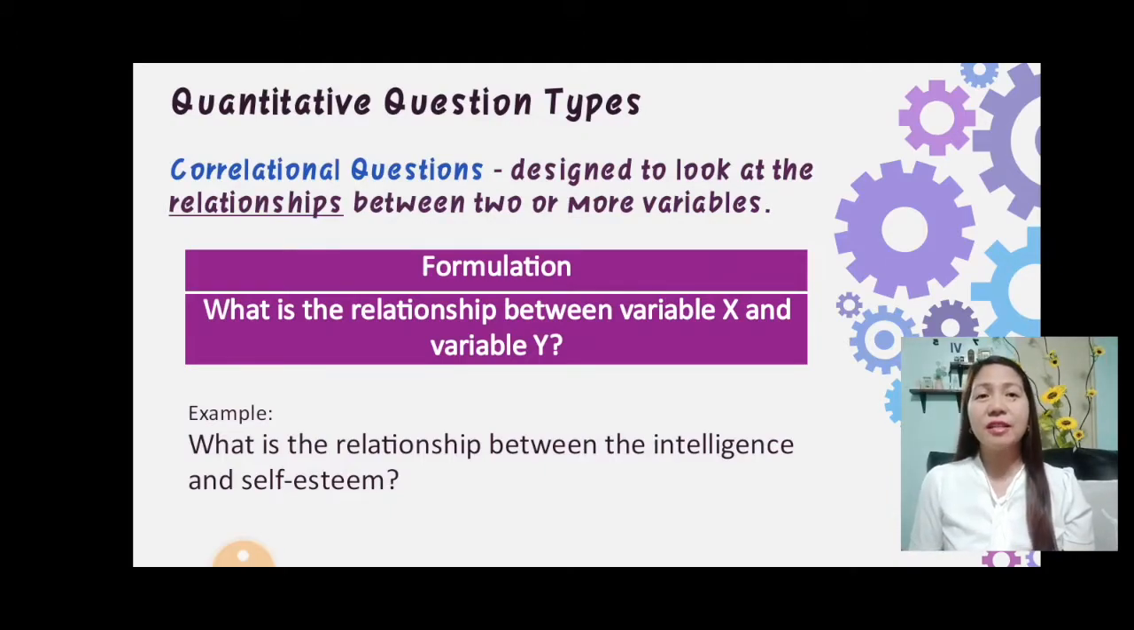And also, we have correlational questions. Correlational questions are designed to look at the relationships between two or more variables. The formulation for this, we have the underlined word there, which means we are looking for the relationship of the variables. So the formulation, what is the relationship between variable X and Y? Example, what is the relationship between intelligence and self-esteem?